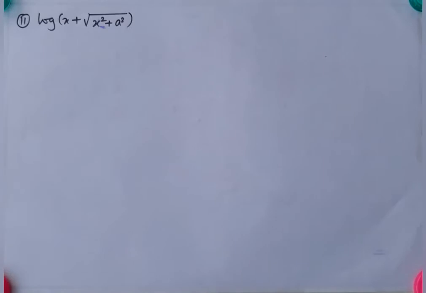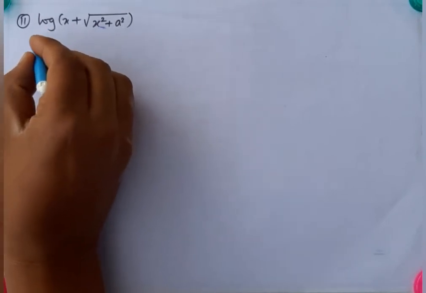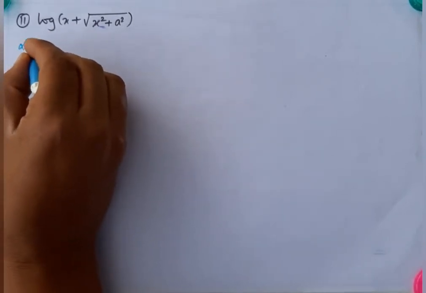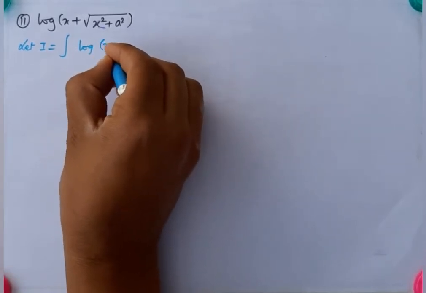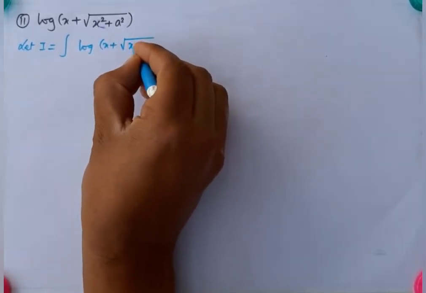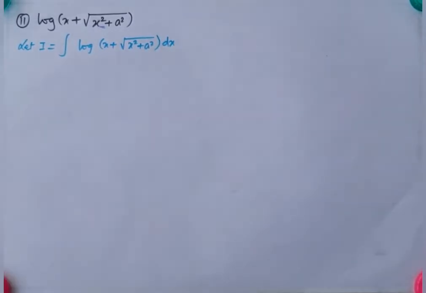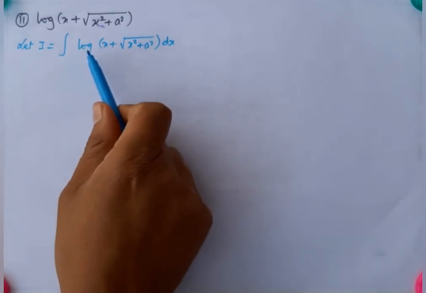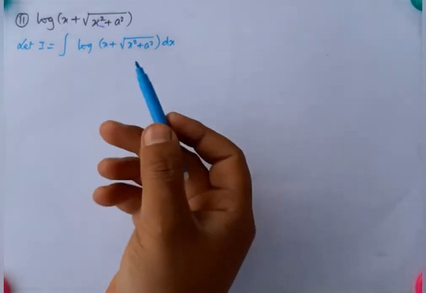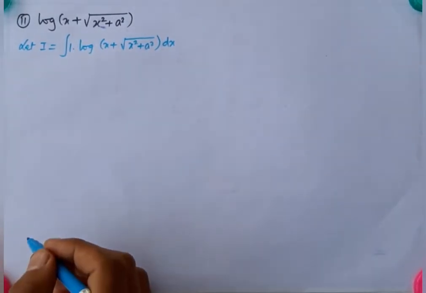Okay, so let's have this problem now. So here, let I equal the integral of log of x plus square root of x square plus a square dx. Now, if you pay attention here, you have only log, which is not a product of two functions. So in this case, you will always go for this, isn't it?